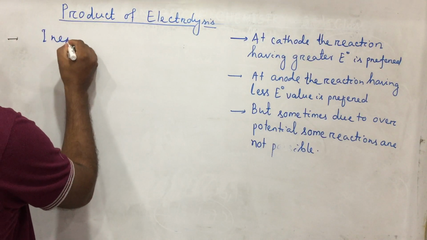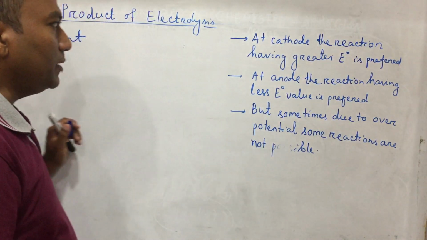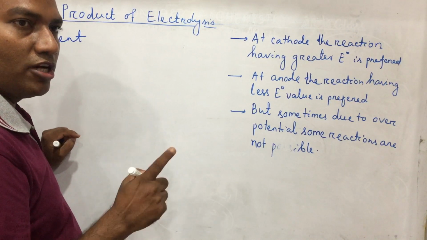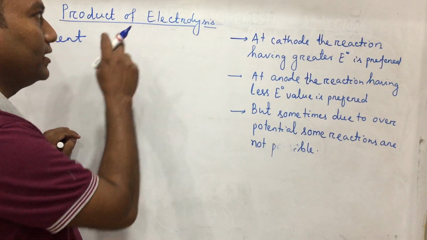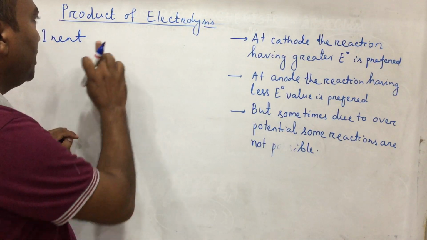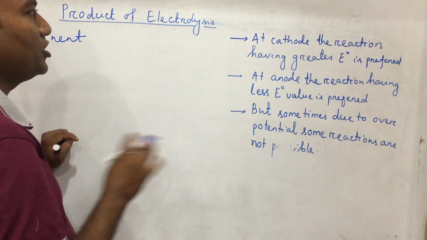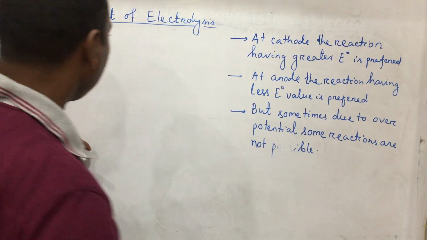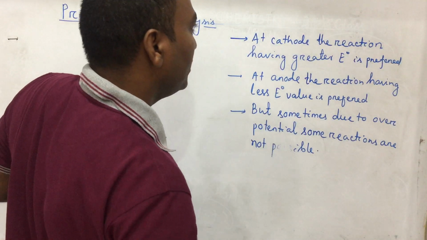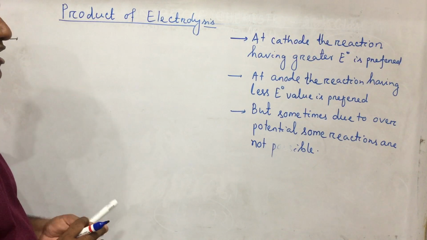Next, if the electrode is inert, I-N-E-R-T, inert electrode like platinum, then that electrode does not take part in the cell reaction or in the electrolysis. Clear? If the electrode is inert, it does not take part in the cell reaction. Then next point is that at cathode and at anode different types of reactions take place.